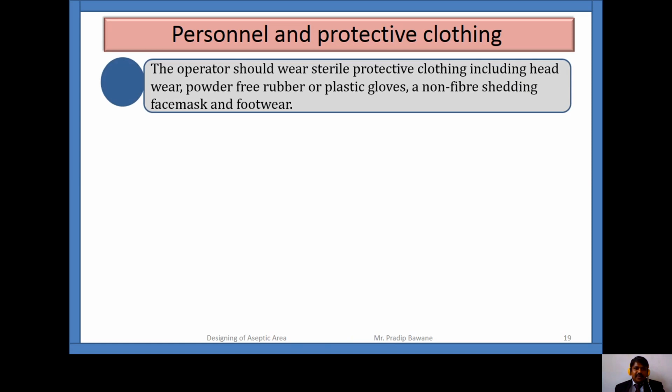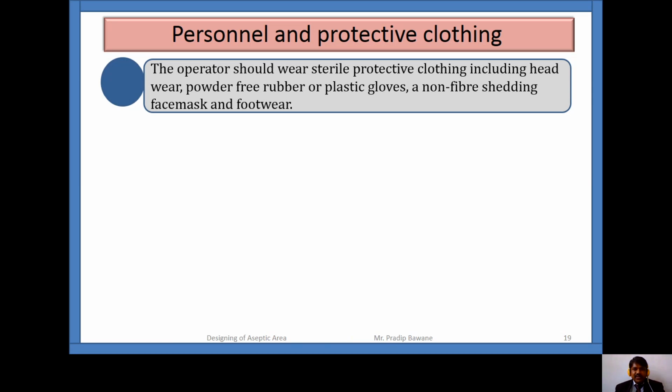Then we will move to the personal and protective clothing. The operator should wear sterile protective clothing including headwear, powder-free rubber or plastic gloves, a non-fiber shedding face mask, and footwear. Let me tell you what will happen if we are wearing gloves which have powder.